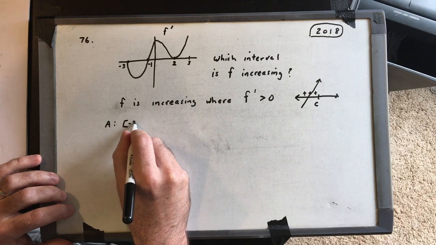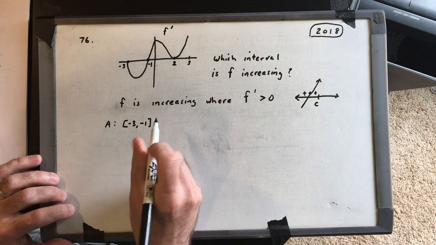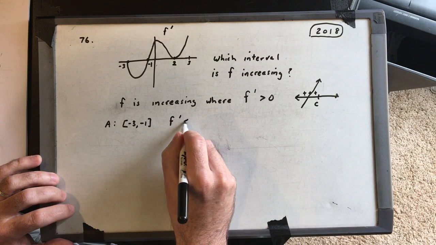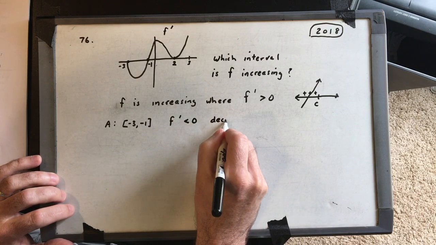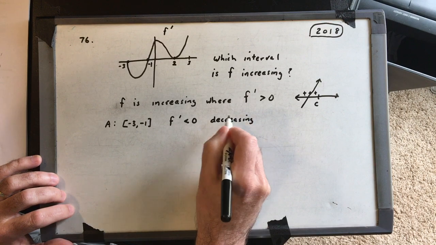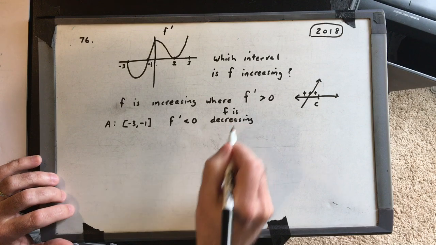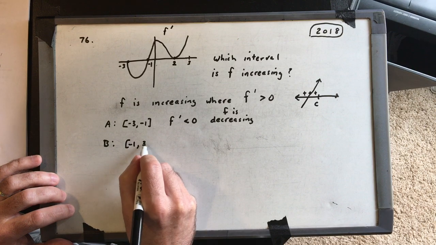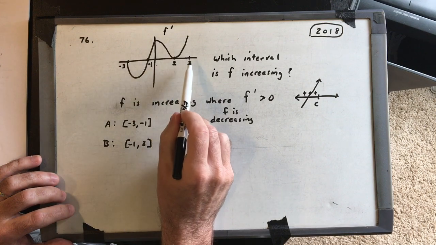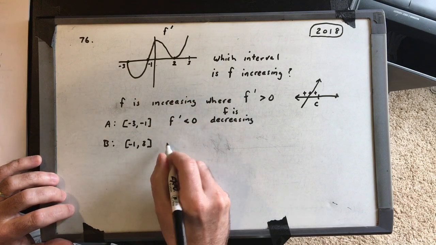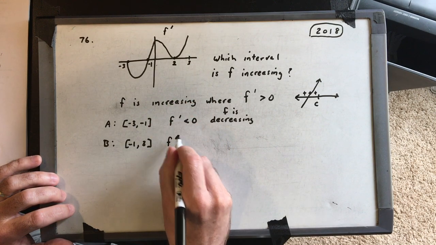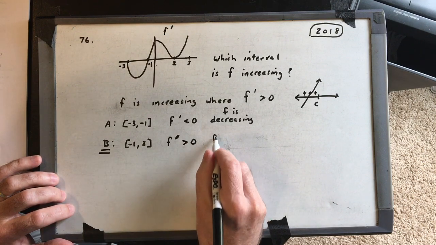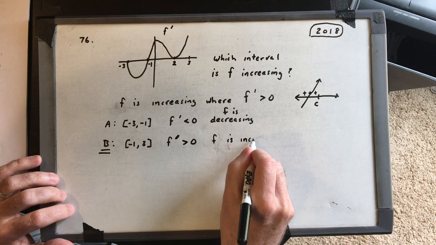A says from -3 to -1. Well, from -3 to -1, f prime is less than 0, so f is decreasing. Let's look at option B, from -1 to 3. Well, from -1 to 3, f prime is greater than 0. So B is the answer. f is increasing.